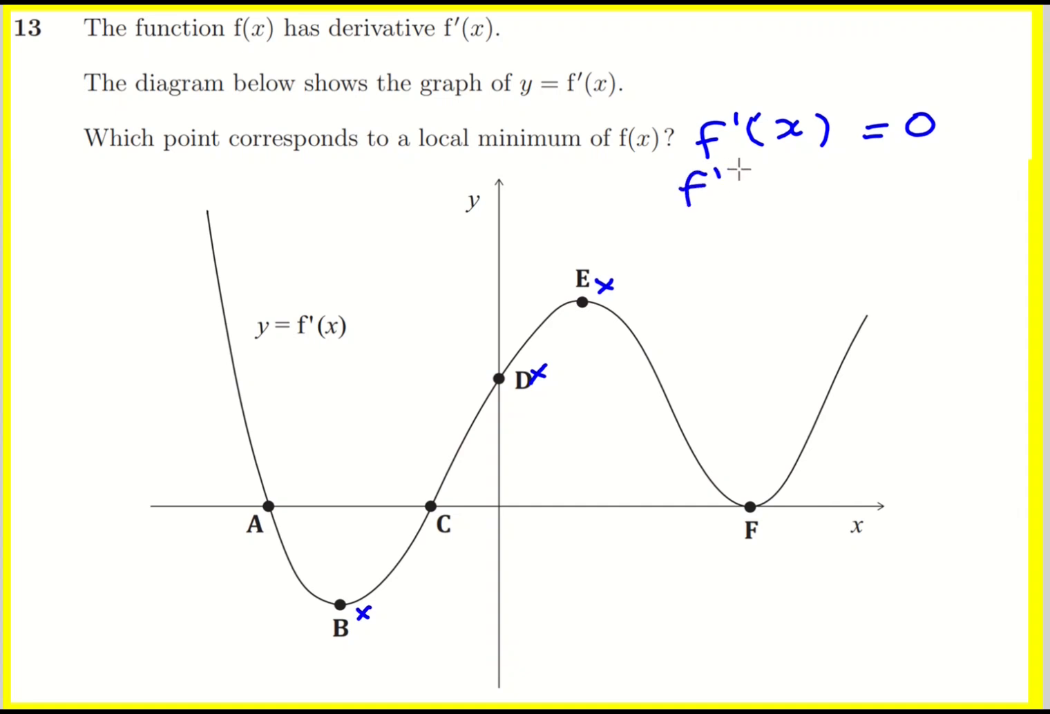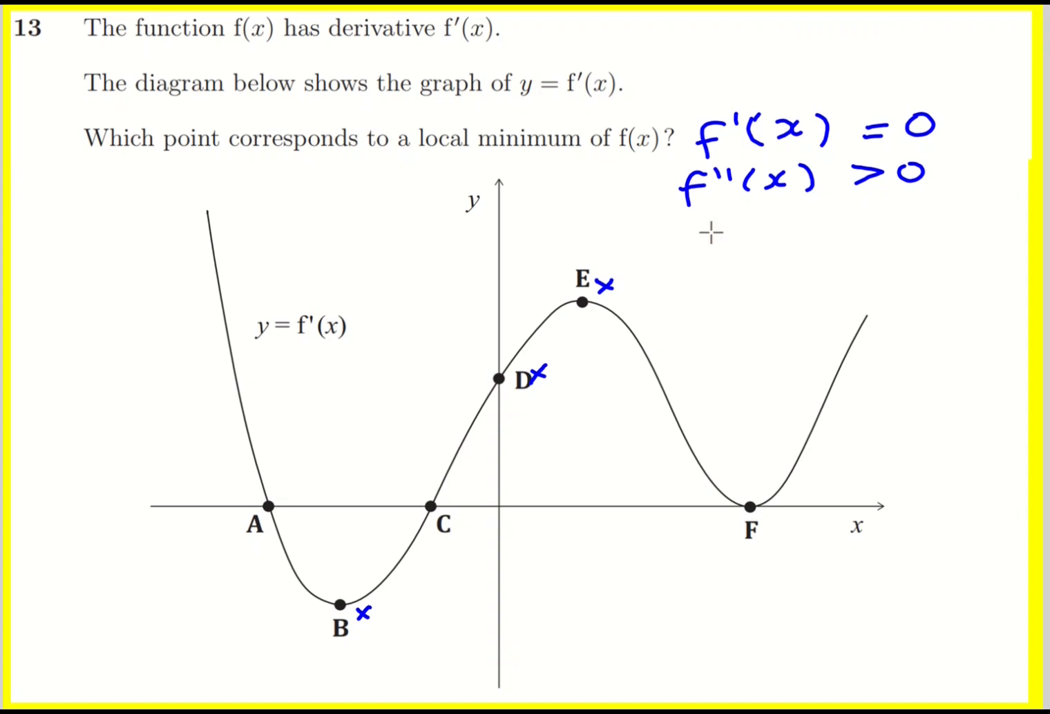I also require that the second derivative is greater than 0. This is a normal test. You find the stationary points, and then to check them, you find the second derivative. If it's less than 0, it's a maximum. If it's greater than 0, it's a minimum. If it's equal to 0, then you need to do a different test.